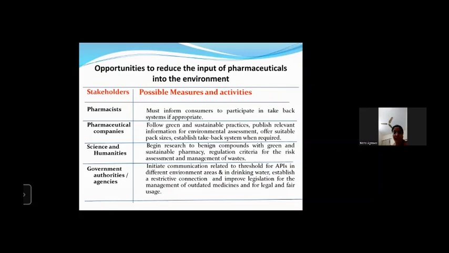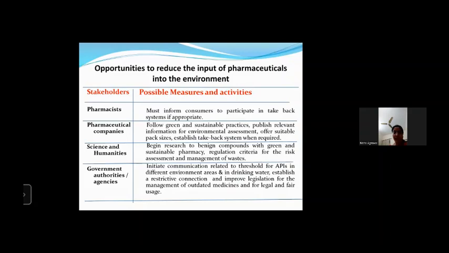They must inform the consumers how they can participate in a take back system if appropriate and if it is necessary. The second responsibility is from pharmaceutical companies. They must follow green and sustainable practices. They must publish relevant information for environmental assessment. They must offer suitable pack sizes. They must establish a take back system like pharmacists whenever it is required.